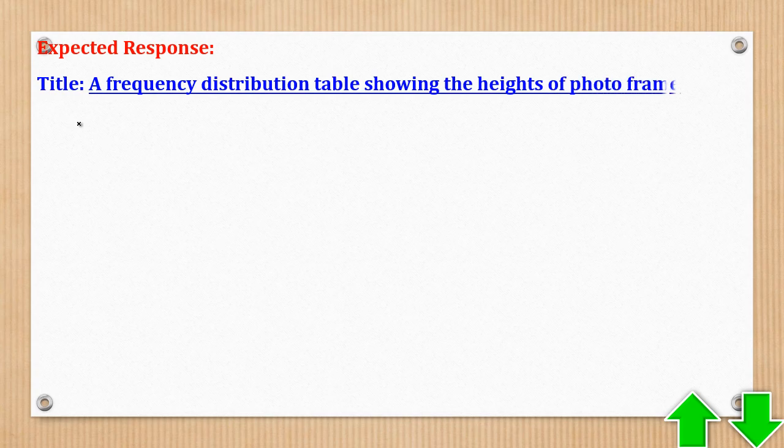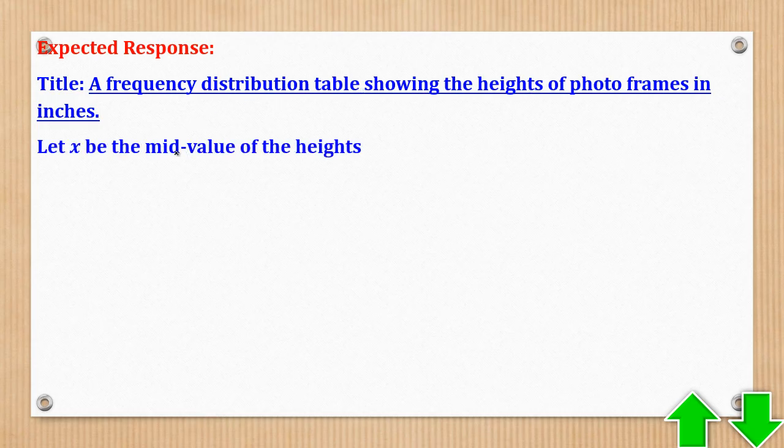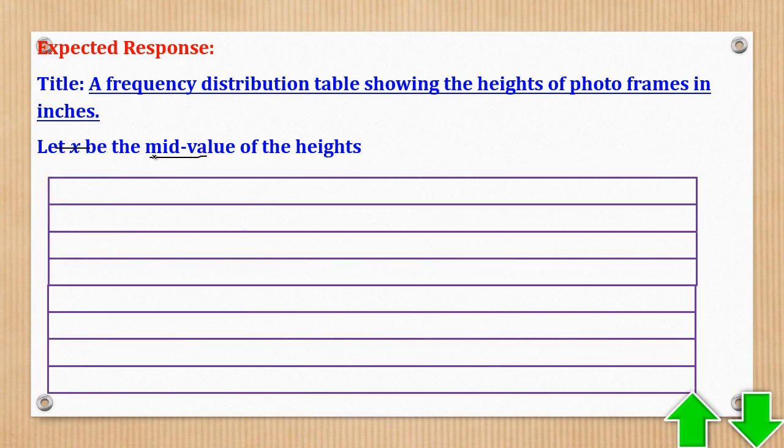One, you need to write the title of your frequency distribution table showing the heights of photo frames in inches. Let x be the mid value of the heights. So for height, we shall give them as they are given in the question. Then also the corresponding cumulative frequencies.